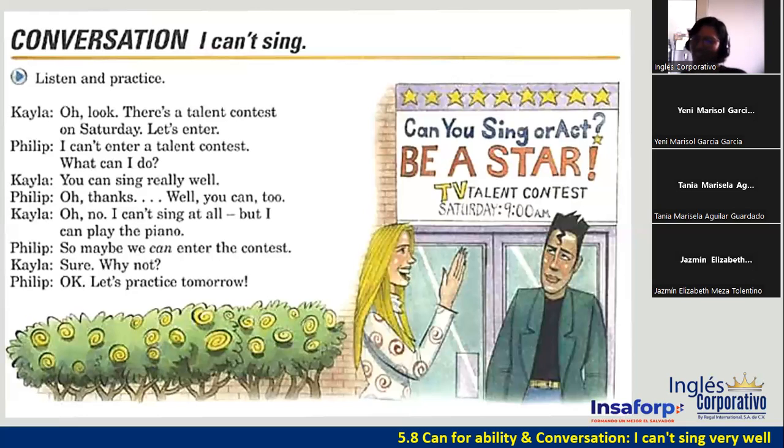Very good. Excellent, girls. Thank you so much. Now, whenever we're talking about ability, as I was saying before, it's when we say the things that we are able to do and the things that we are unable to do, right?